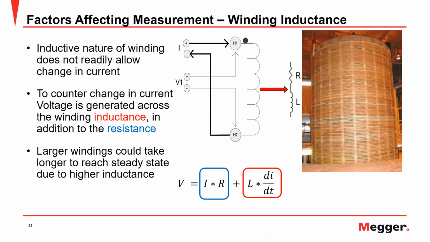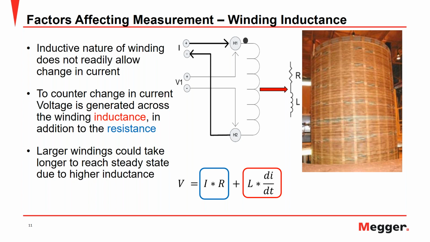As I said, we are going to look at the factors that affect those measurements. So let's look at winding inductance. Because of the construction and the inductive nature of the transformer winding, it will not allow a change in current. So if you're trying to measure a transformer winding and you want to inject 10 amps, the inductive nature of the winding will not allow you to immediately have a step change in the amount of current that's flowing through the winding.